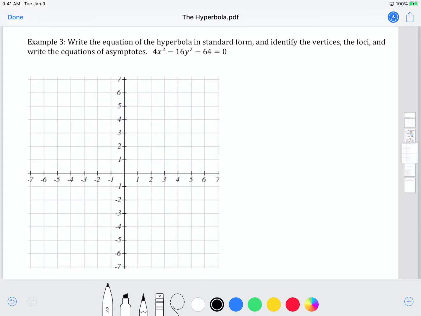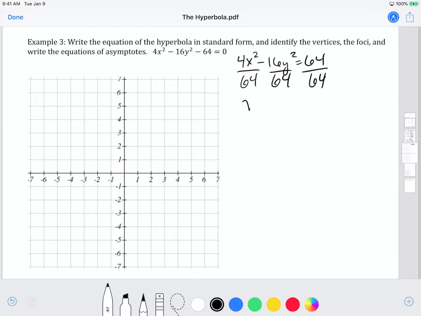In example 3, we have to do a little bit more work than example 1 and example 2. The first thing we need to do is add 64 to both sides in order to put this in standard form. And the next step is to divide everything by 64, since we want a 1 on the right-hand side of the equal sign. So I'm going to divide everything by 64.